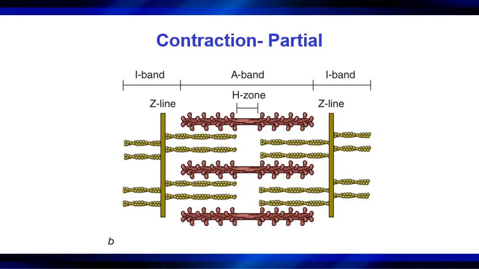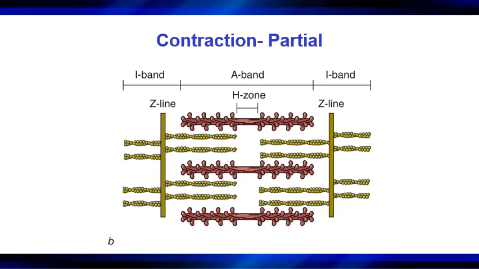Okay, now you notice the difference. Just like we talked about, look where the actin filaments went. There's a change in the Z line, and the H zone is smaller now because the actin has slid over the myosin. So this is when a muscle's contracted, and here it's contracted partially. The I bands and the H zones are shortened.